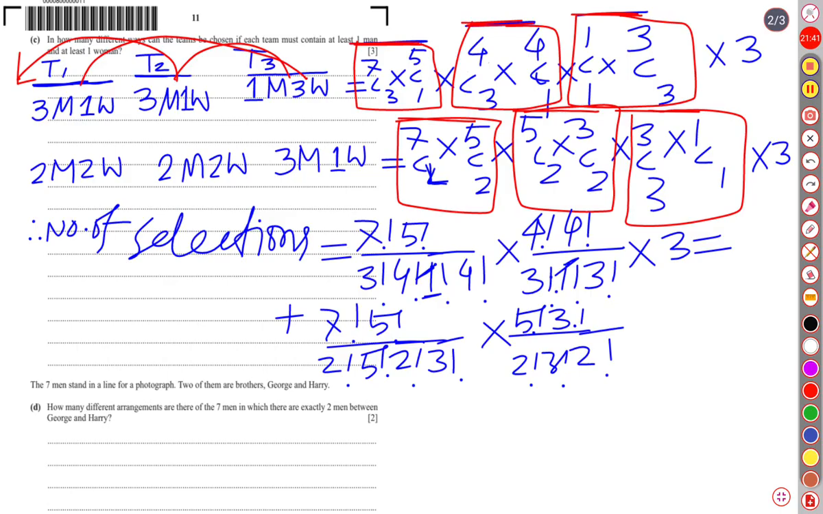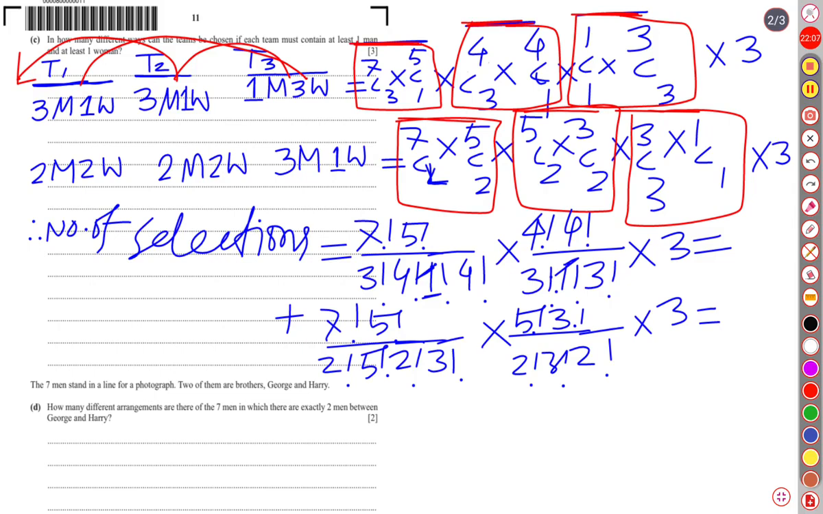Then the third case is the same as the previous one. From 3, if we choose 3, it's 1. If we choose 1 from 1, it is 1. So we are avoiding that. It should just be multiplied by 3, because the first team can be chosen in the third case, the third team in the second case, or the second team in the first case. So there are 3 different ways of selecting the teams.